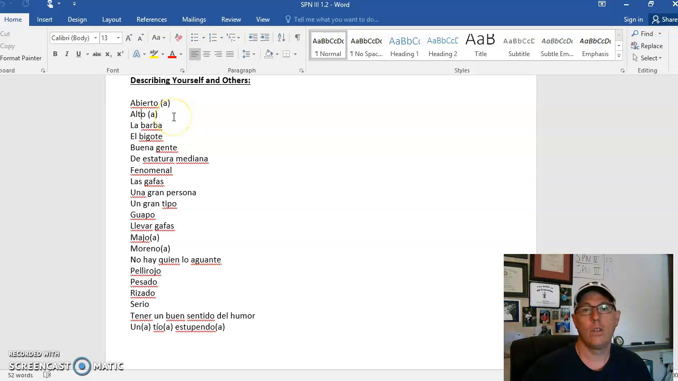Alto is tall. La barba is a beard, as in like the barber shop where one would get a shave or something like that. El bigote is a mustache. Bigote. We're going to have to talk a little bit about some of the cognates in this class too, because some of these are great cognates. Just don't have time to discuss them all with you right now.